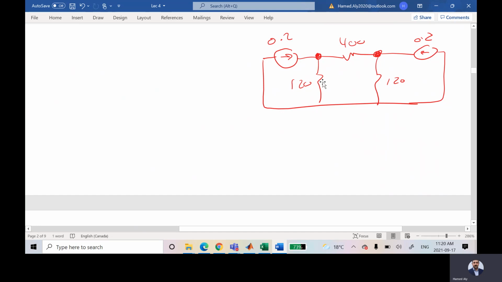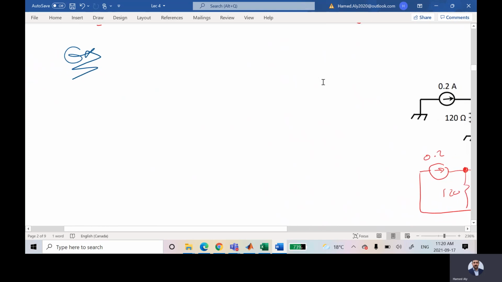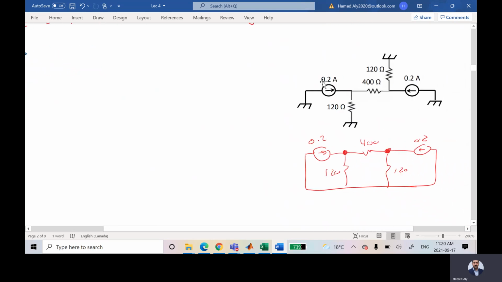I don't know. I'm going to solve the problem as if I didn't realize that there is a symmetry and the voltage is equal. If I realized from the beginning that there is a symmetry, that this voltage is equal to this voltage, V equals V, at that time the current here is equal to 0, and the current here is equal to 0.2, and the current in this guy is equal to 0.2. But right now, I'm going to solve it using another solution.